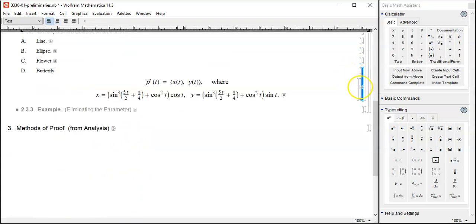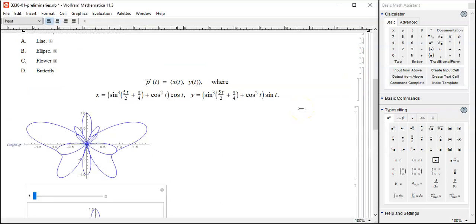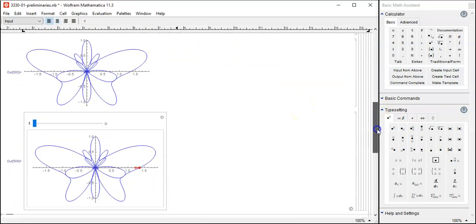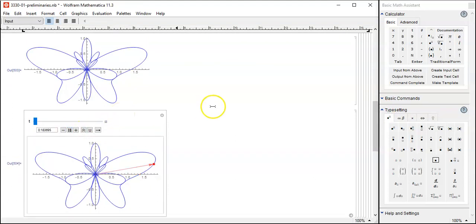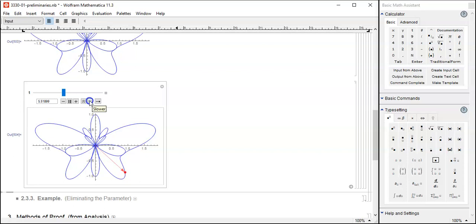This one, I made it myself. The picture kind of looked like a butterfly. Again, x of t and y of t are coming from sine and cosine, so everything is periodic. Therefore, we have to have a closed curve.